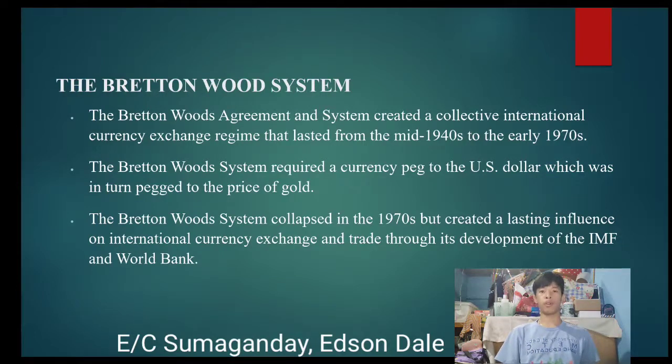So the Bretton Woods system of monetary management established the rules for commercial and financial relations among the United States, Canada, Western Europe, Australia, and Japan in the mid 20th century. The Bretton Woods system was the first example of a fully negotiated monetary order intended to govern monetary relations among independent nation states.